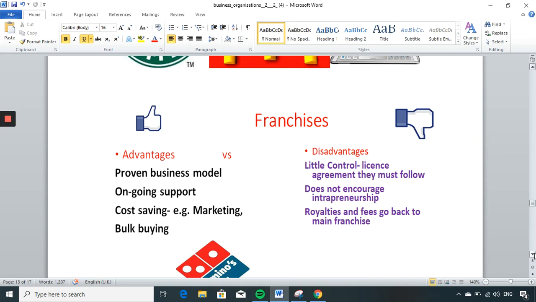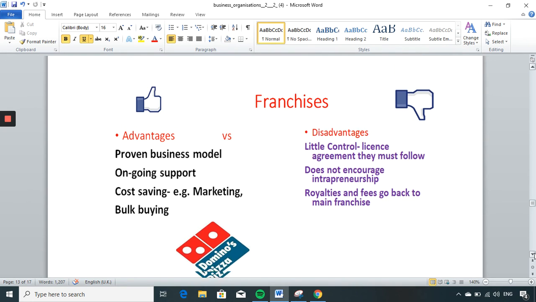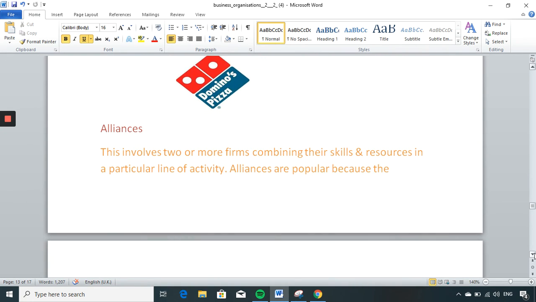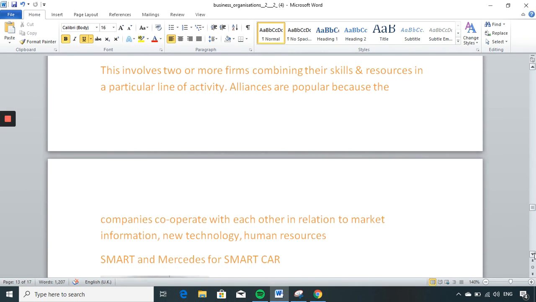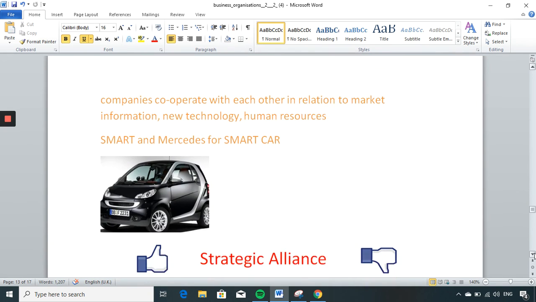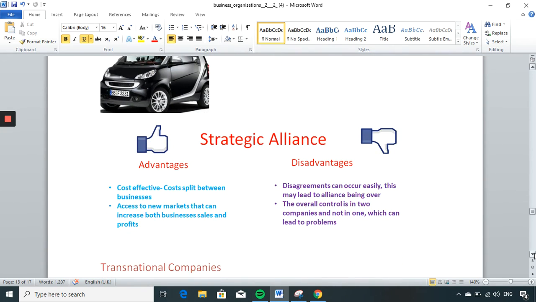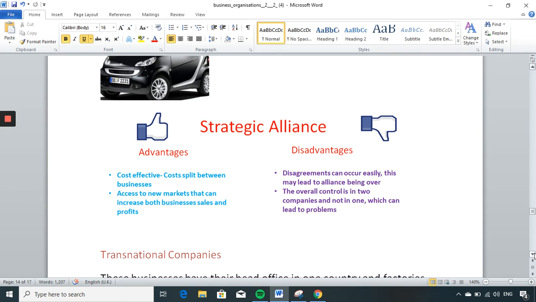Whereas disadvantages, you have little control. You have to kind of do what you're told to do. Entrepreneurship is not really encouraged because there's no scope to really be an entrepreneur in those types of businesses, and some profits have to go back to the main headquarters as well. But as I said, we've looked at them in a good bit of detail already. We also looked at alliances and synergy, being able to achieve more together than you would on your own. That was in Unit 5 as well. So again, just the advantages and disadvantages there, which you have looked at again.